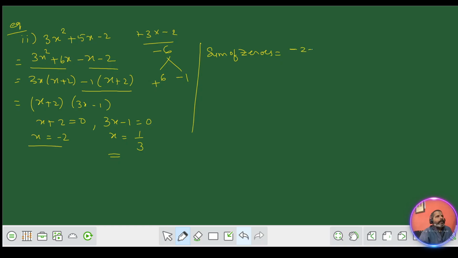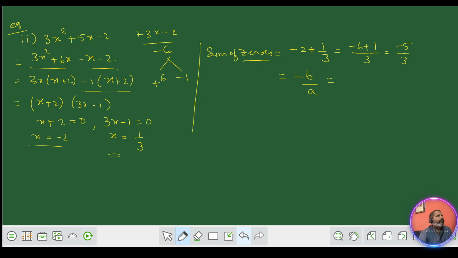the zeros, minus 2 plus 1 by 3. Just take the LCM and solve it. It will come minus 6 plus 1 by 3, which is minus 5 by 3. This should be verified with the coefficients. See, this is the relationship between zeros and coefficients: we found the sum of zeros, and how does it look with respect to the coefficients? Minus b by a we have to use from the quadratic equation.